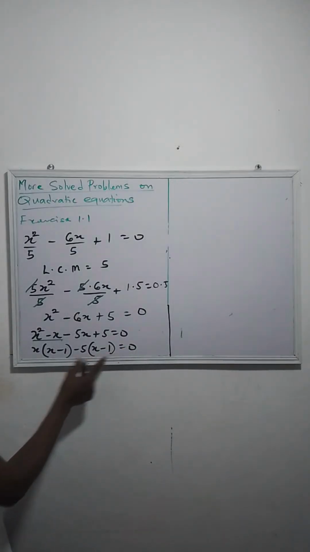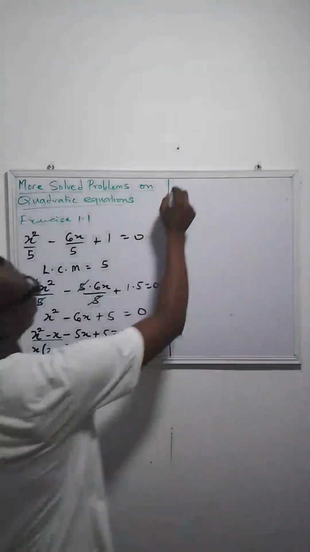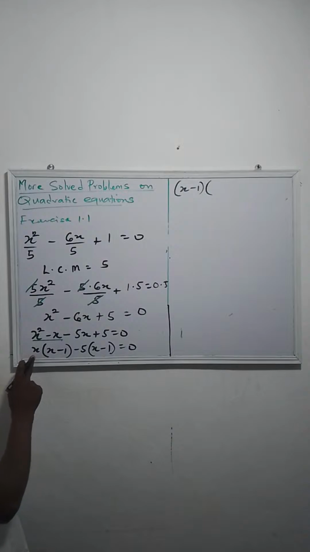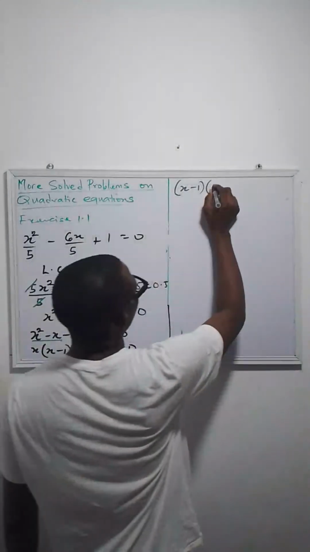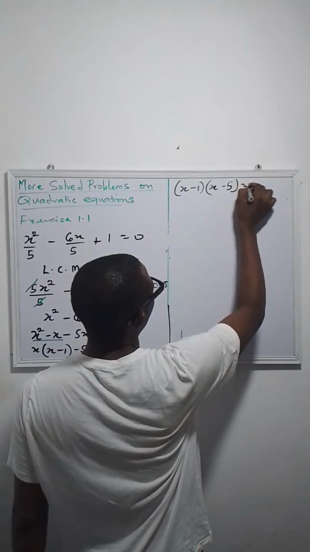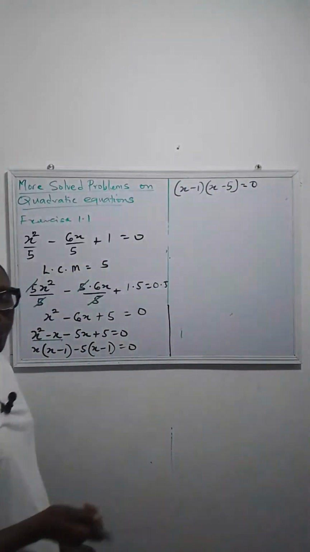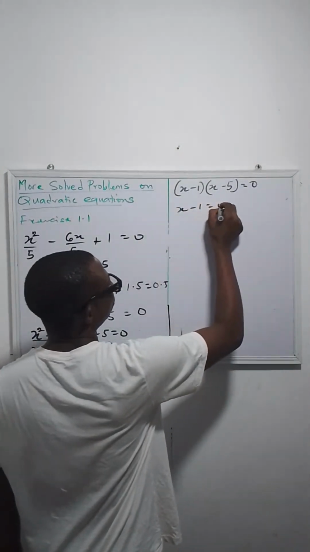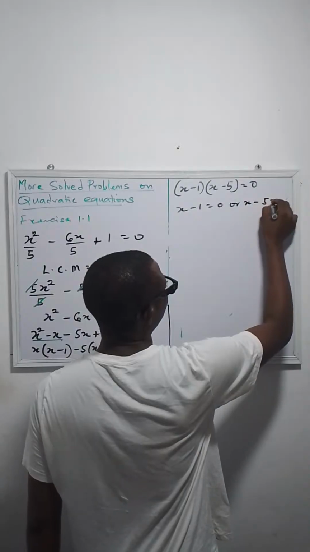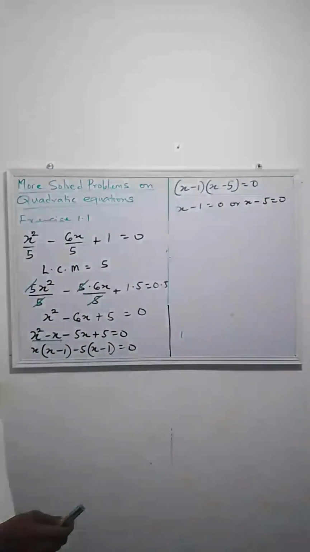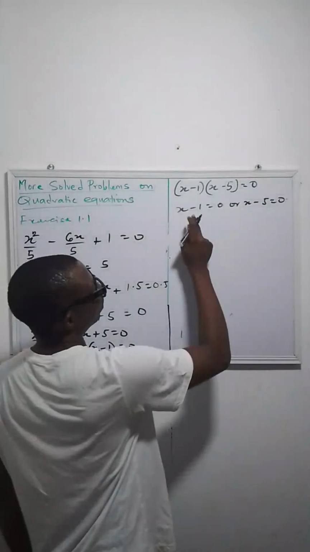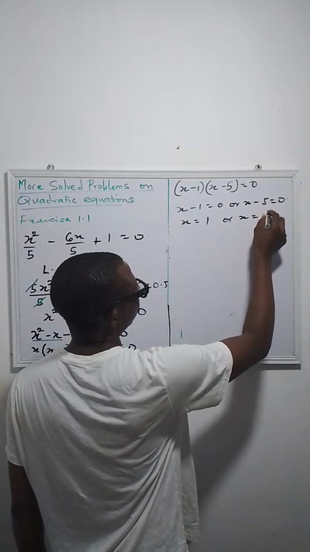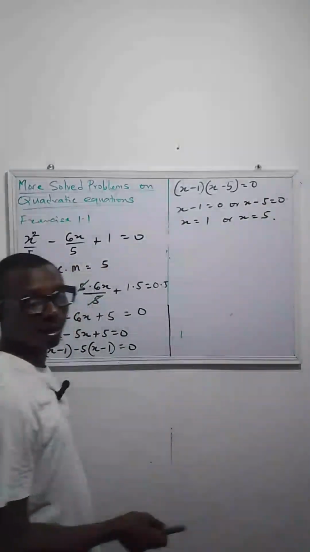Okay, so you can factor out x minus 1. So you have x minus 1. You are left with what outside here? You have x minus 5. So x minus 5 equals 0. So two numbers multiplying each other to give 0. So it's either x minus 1 equals 0 or x minus 5 equals 0. I hope you understand that. Okay, good. So now here you can add 1 to both sides. You have x equals 1 or x equals what? 5. So these are the answers to the problem.